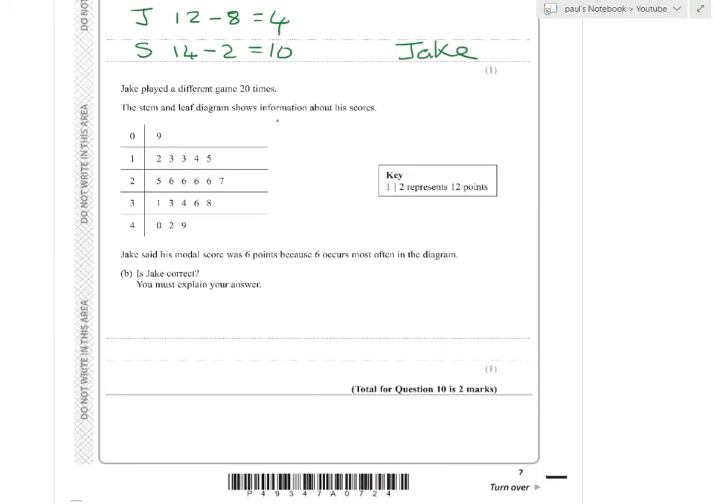Stem and leaf diagram shows different information about the scores. That equals 12. Jake said the modal score is 6 points because 6 occurs the most often. Yeah, well, but that is not 6 on its own. That's 26. So 26 is the mode, not 6.